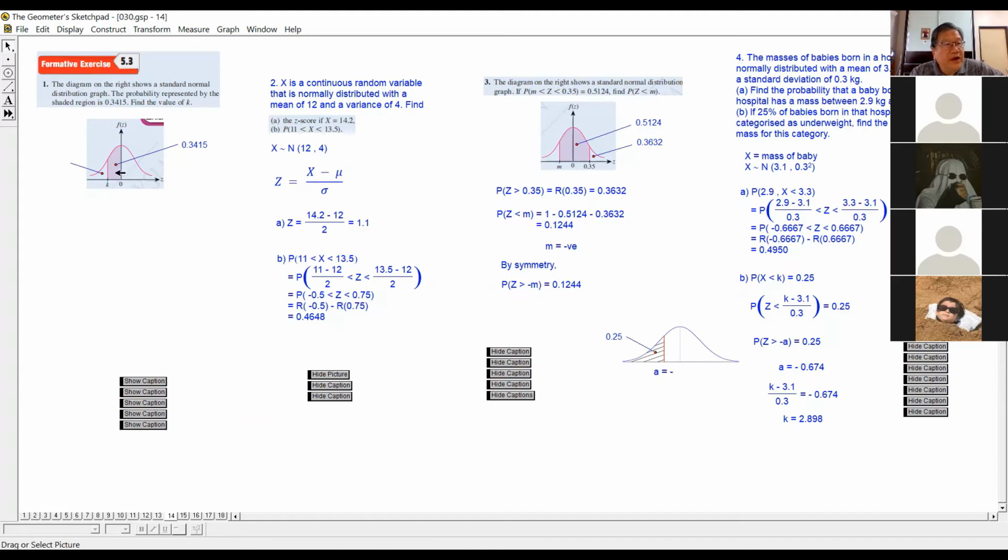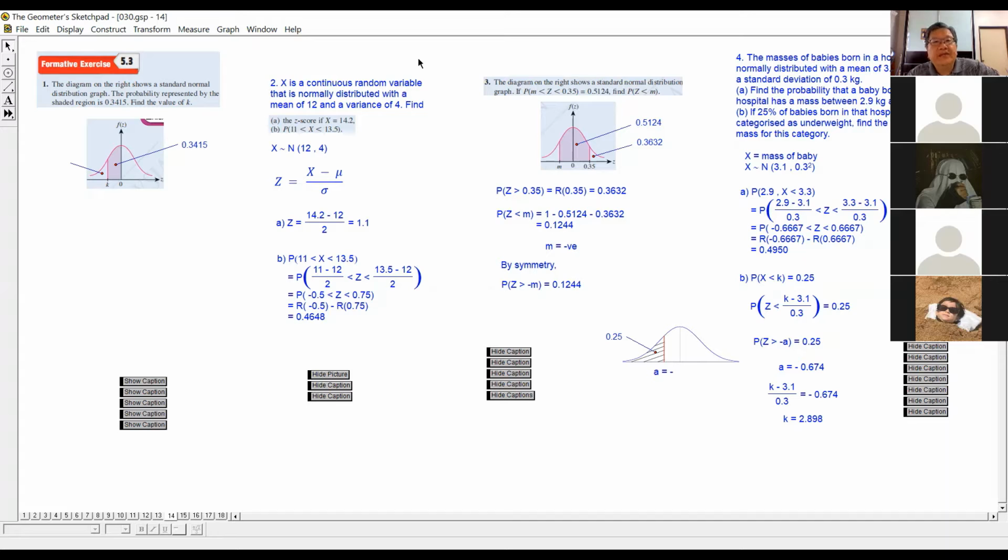Now this shaded area is bounded by two numbers. The two numbers, they are k and 0. Now if both numbers are not known, then I cannot do anything. Luckily they give me the 0.